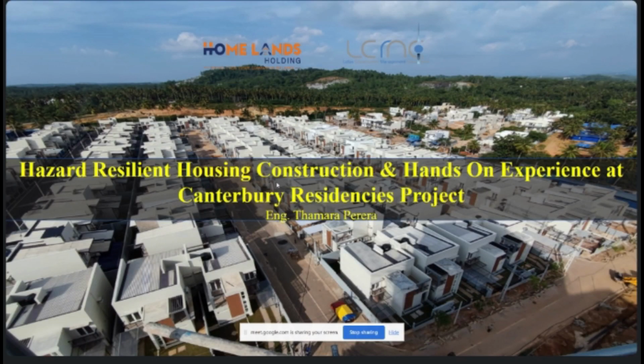Let's start the sessions. I'm going to complete as many as I can within 1.5 hours. I have covered very special technical criteria related to house construction, mainly resilient housing construction, and also some experience I have gained during construction of the Canterbury Residencies project.